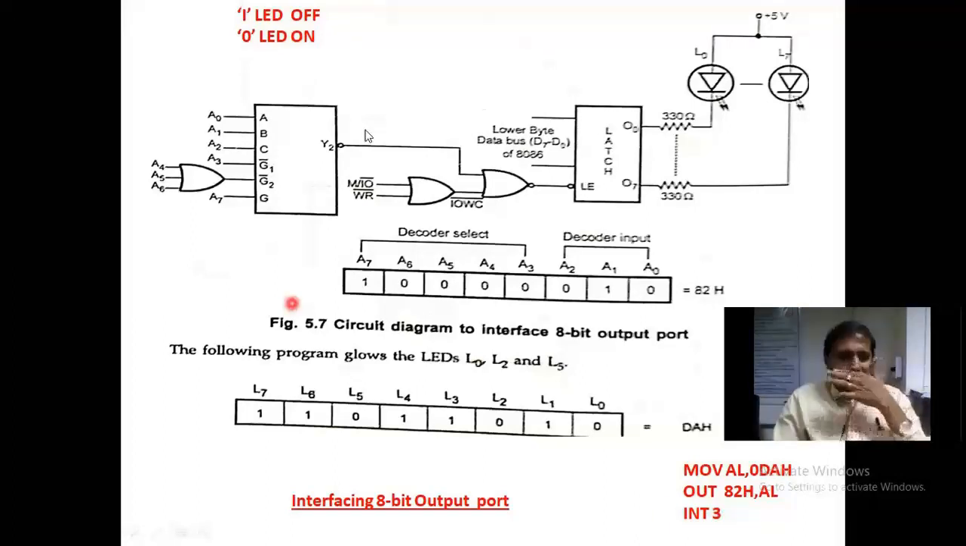This is the diagram for interfacing 8086 with an 8-bit output port. Okay, only one output port is present. In the same way, let us see it for 16-bit. Okay, 16-bit output port, 16-bit interfacing.